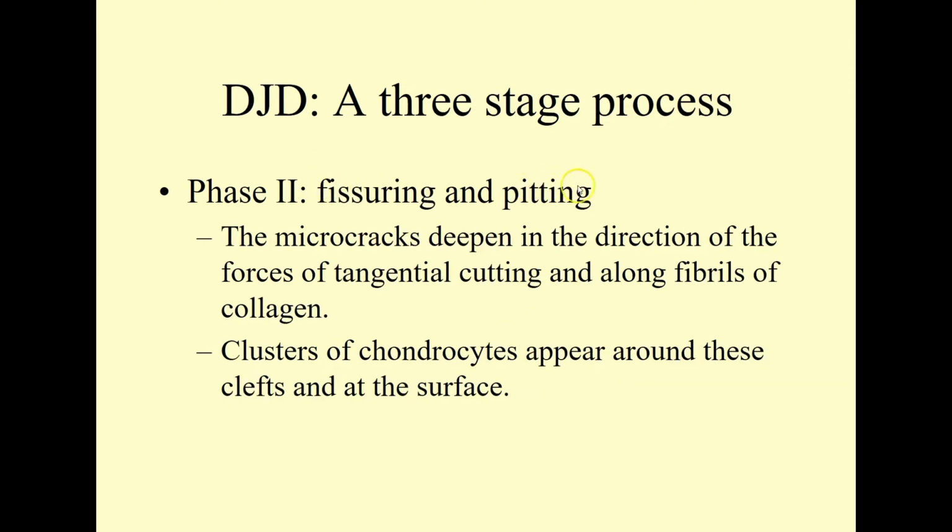Well, in the second phase, as you imagine, microcracks are going to continue to get bigger. They typically will deepen in the direction of the tangential forces applied to them, and sometimes along the fibrils of collagen that hold the system together. Fissuring and pitting is the catch definition for phase 2. And again, we're going to start really seeing these clustered chondrocytes appearing at the edges of clefts, which again increases the irregular contour. Just think of the knee, think of the shoulder, and now these surfaces rubbing against each other as they go across the irregularity of the joint surface.